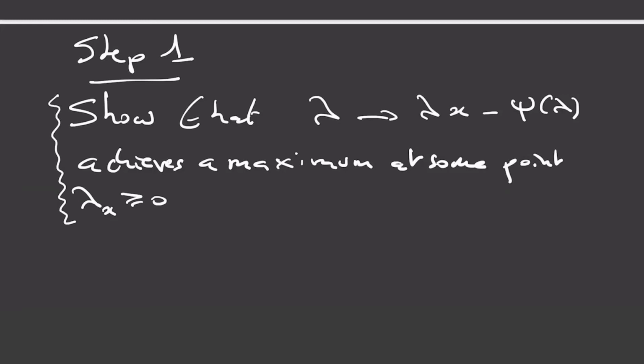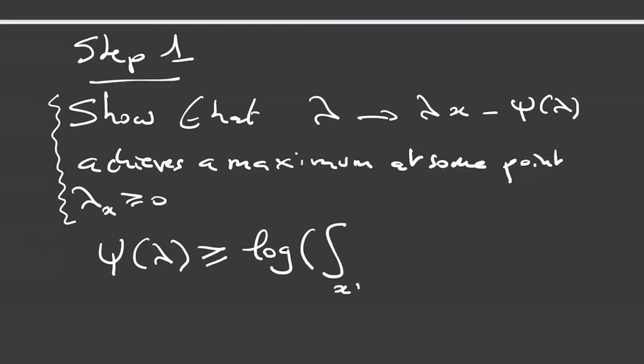Okay, so let's see what happens. The function psi of lambda is always larger than the log of the integral starting from x plus eta going to plus infinity of exponential of lambda t d mu of t. The function psi of lambda is equal to the log of the same integral starting from minus infinity. But of course, if you restrict to x plus eta to plus infinity, you have a lower bound.